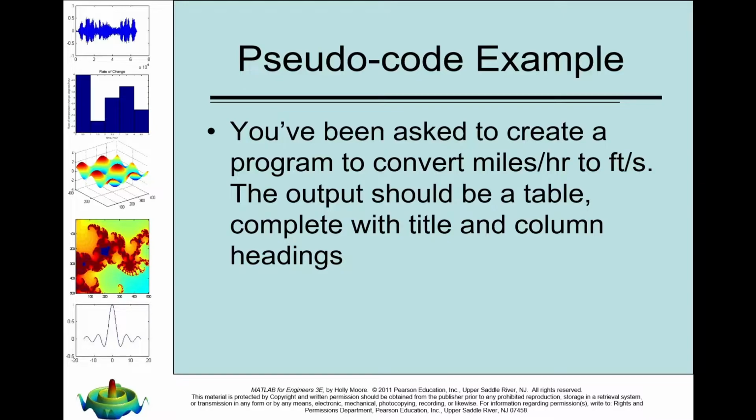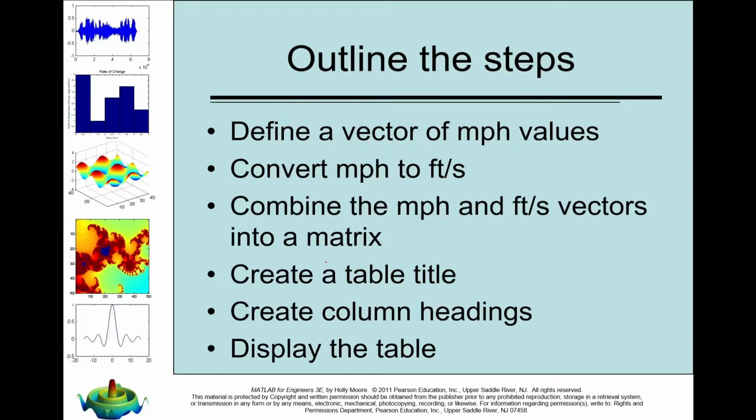So you have been asked to create a program to convert miles per hour to feet per second. The output should be a table complete with title and column headings. Okay, so with pseudocode, here's an outline of the steps that you might follow. Okay, for pseudocode, you just write the outline only. Let's say first define a vector of MPH values and then convert MPH to feet per second, and then you combine the MPH and feet per second vectors into a matrix. Next, you're going to create a table title, also create column headings, and finally display the table.